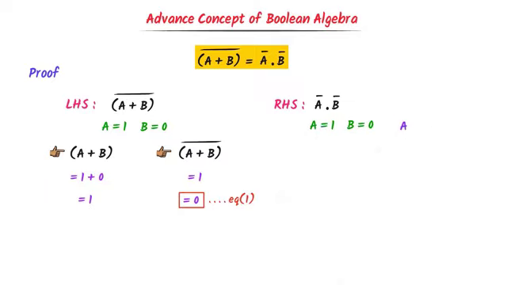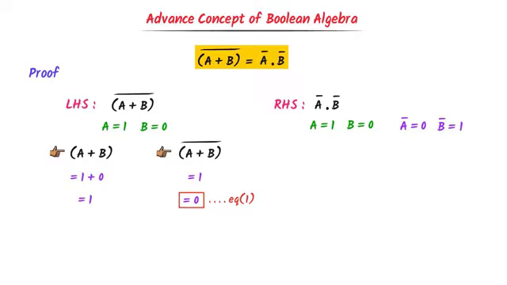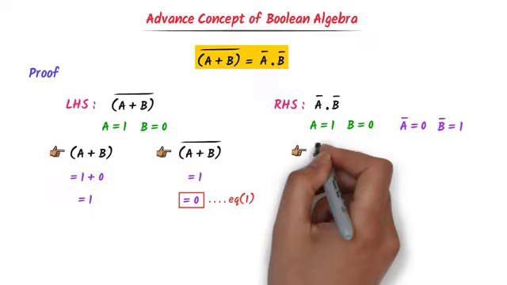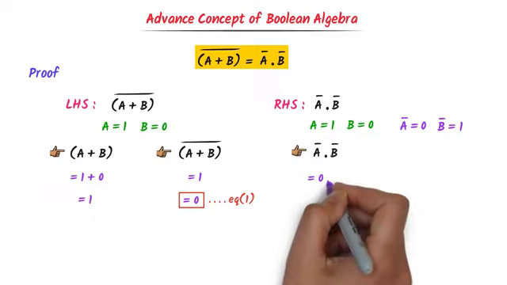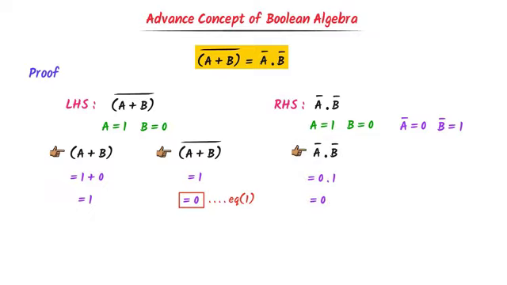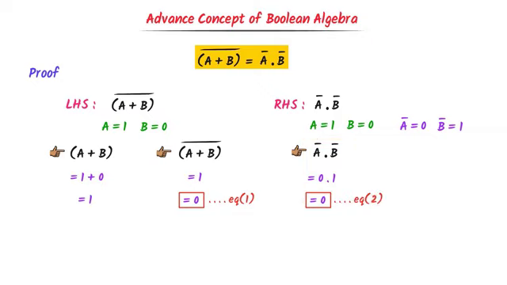Now the value of inverse a is equal to 0 and the value of inverse b is equal to 1. According to the given statement, we have to multiply a inverse and b inverse. I write 0 into 1. I get 0. Thus the value of a bar dot b bar equals 0. Let this be equation number 2.